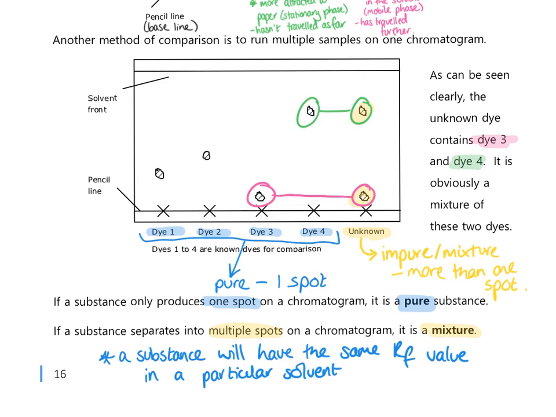So what I would recommend you doing, particularly to understand that idea of RF values and comparing it to known values to identify substances, what I'd like you to do now is pause this video and go and watch the Free Science Lessons video on chromatography as well, because that really goes through the method of chromatography, but then also how you calculate RF values and how you compare that to known values to identify substances. Page 17 you can just ignore.